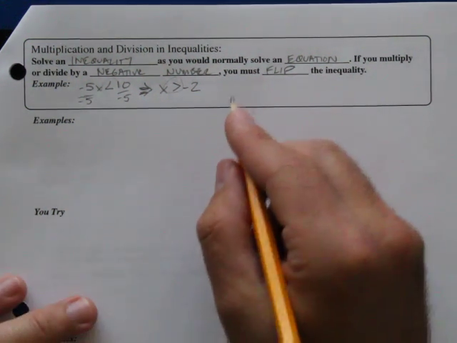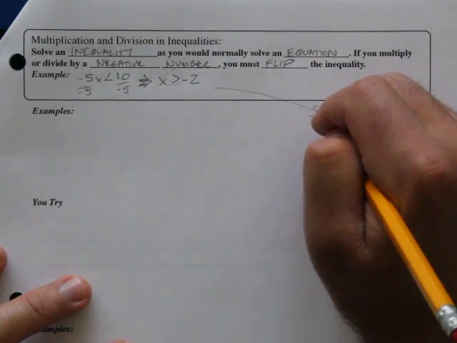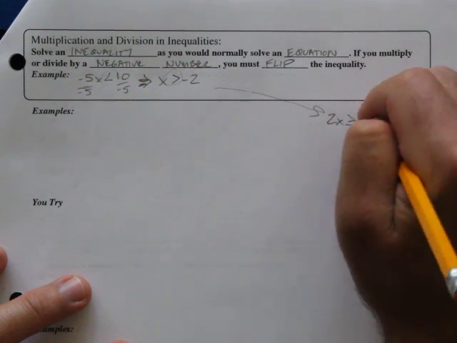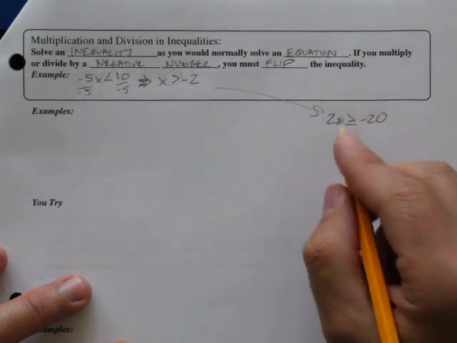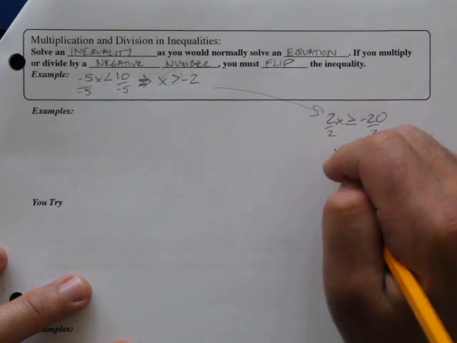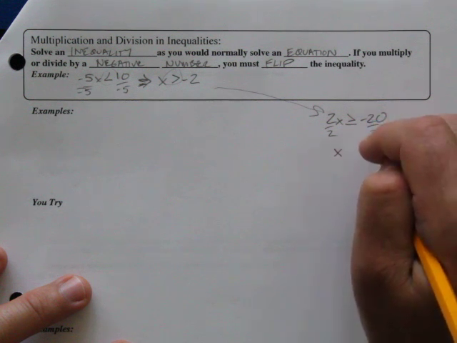Now, I want to do another example here. Come over here and look at this one. If I've got 2x is greater than or equal to negative 20, I'm going to divide both sides by 2 to get x by itself. And then I have x is negative 20 divided by 2, which is negative 10.